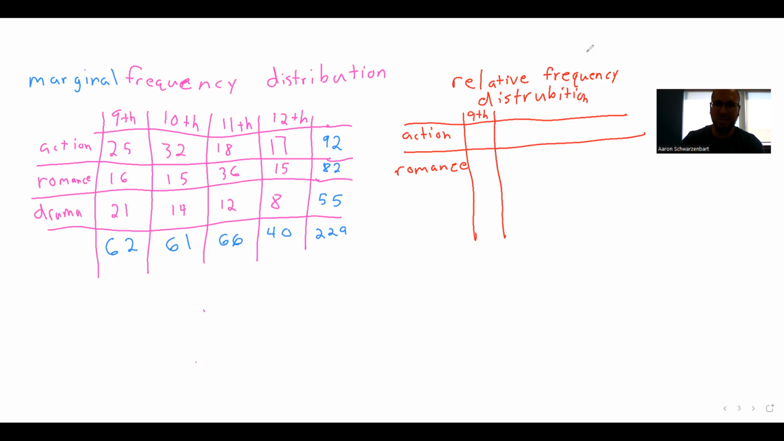That's 229. So that's 25 over 229, and that equals 0.109. To make it a percent, I move the decimal point 2 places to get 10.9%. And we'll put these in here as percents.